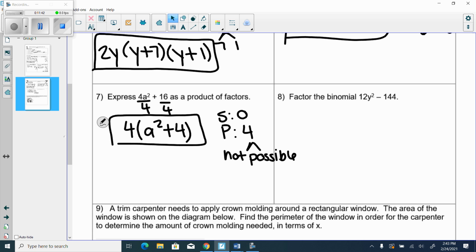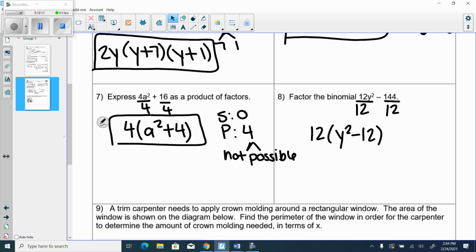So on the test, if it's not possible to factor it, you still need to do this step, which was pull out the GCF. Okay. All right, one more like this. What's my step 1? GCF. And what is my GCF? 12. Good. All right, so if I take 12 out of those two terms, what are we going to be left with? Y squared minus 12. Very good.